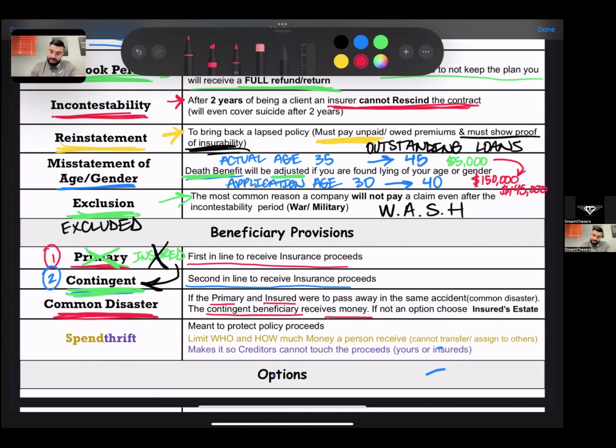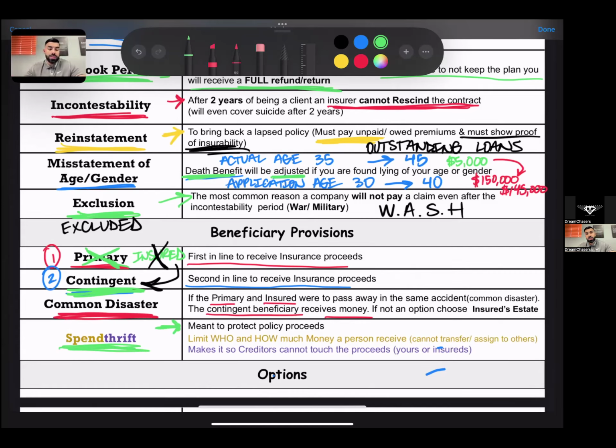All right, next is the spendthrift clause. The spendthrift clause has two parts to it. But what it does is it is meant to protect policy proceeds. So it's meant for the wishes of the insured to be granted in a sense. So for spendthrift, the first part is that it protects the insured's original wants.